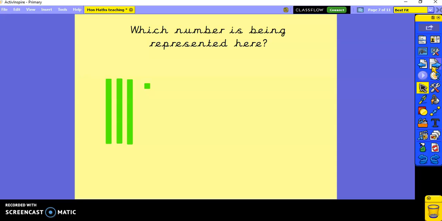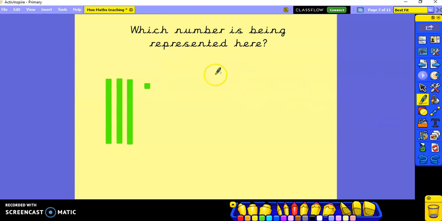Oh, this time I haven't told you the number. You need to tell me which number is being represented. So I'll let you pause the video here while you work it out. So let's have a go together. We've got 1, 2, 3 tens. So we need to count in tens. 10, 20, 30. We've got 30 and a 1. 10, 20, 30, 31. So you could write the number for me as 31.